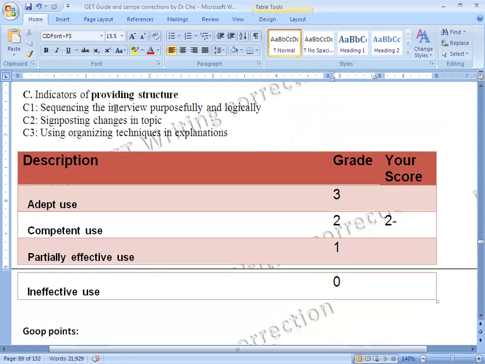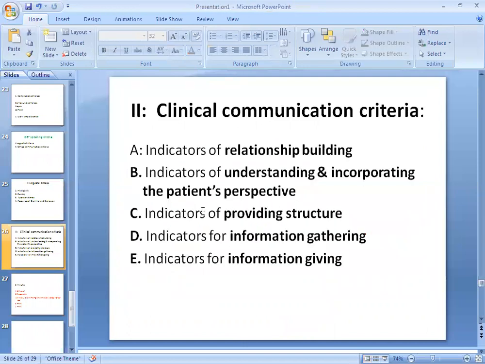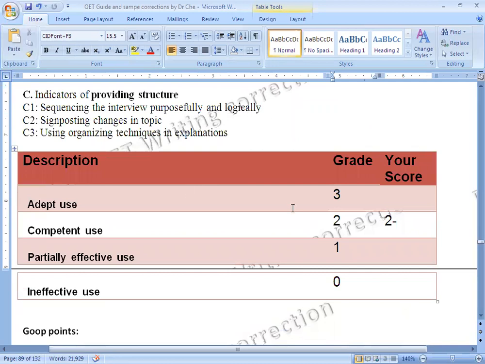Providing structure. This is criteria number 3 in clinical communication. What do you think about providing structure to the patient? You let him know what you are going to do today, what you are going to discuss with the patient. If you are talking about three things, you need to organize them. For example, okay, Mr. Smith, first of all, you can take Panadol. Another thing that would be helpful for you is Augmentin. And finally, I would advise you to exercise regularly, at least 30 minutes a day.